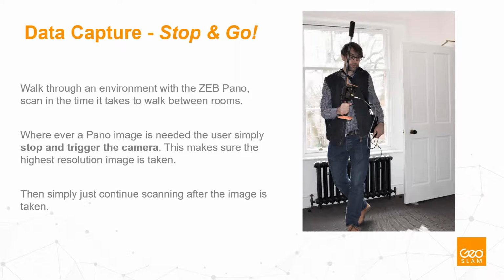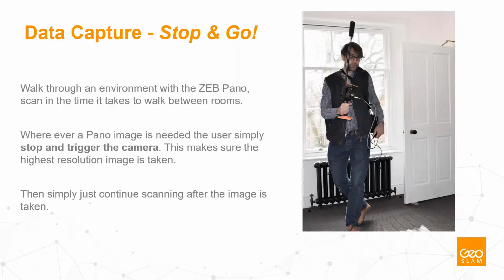And apart from that, you can walk around at a normal walking pace in order to collect the floor plan information and the point cloud. The big change that we see here with the ZEB Pano is this stop and go. When you want to take a 360 image, we'd ask the person acquiring the data to stop, trigger the camera so that the image is taken, and then move on to keep collecting the data.